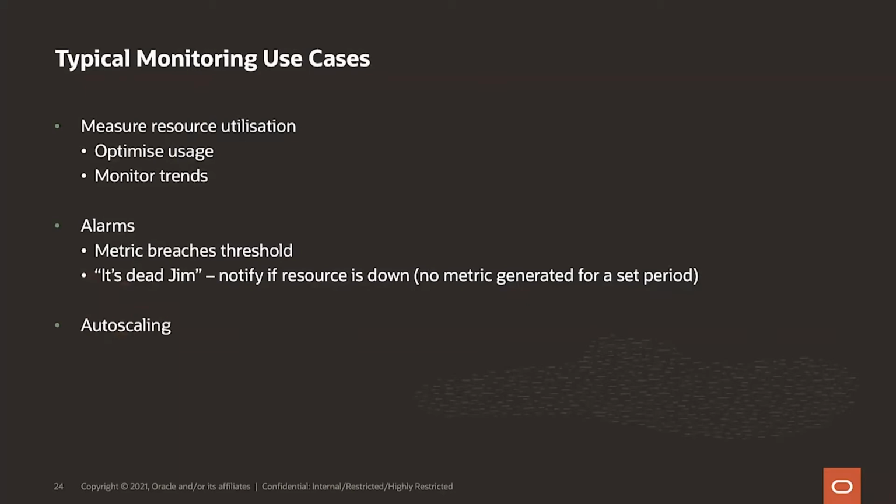Typical monitoring use cases: we're measuring resource utilization because we want to optimize usage. We want to be able to monitor trends. We want to, as I say, detect things that are going wrong in the system. If CPU utilization goes over a certain threshold, if we've used up a certain amount of our storage, or, to quote from Star Trek, the "it's dead, Jim" scenario, we get a notification if no metric is generated for a resource in a particular period. We might also want to use a breach of the threshold to trigger some kind of auto-scaling event.